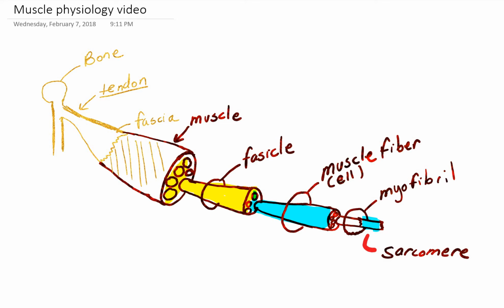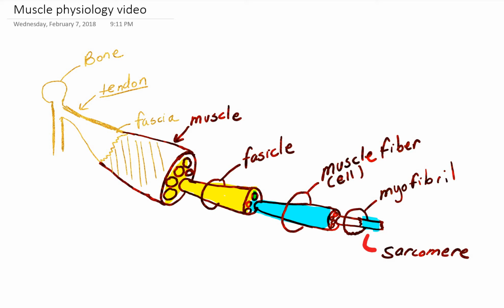So, all said and done, the way this works out is that muscles are covered by fascia, and then muscles are broken down the following way: muscles are made up of bundles of fascicles, and then fascicles are made up of bundles of muscle fibers, and then muscle fibers are made up of bundles of myofibrils, and myofibrils have these repeating patterns known as the sarcomere.